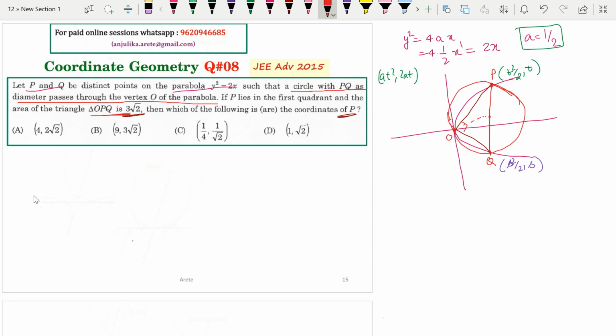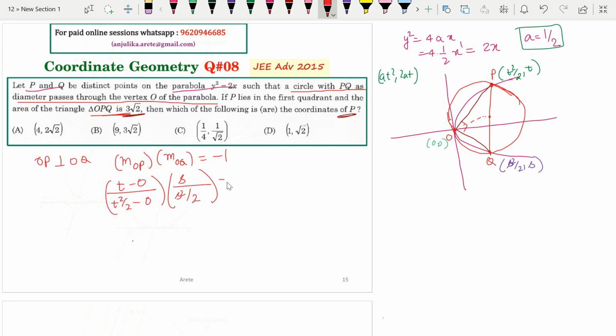What does that mean? Just now you said that OP is perpendicular to OQ, correct? So what about perpendicular lines? The slope of OP multiplied by the slope of OQ should be how much? Negative 1, the product of the slopes. So can you get me the slope of OP quickly? You know how to figure out a slope, right? y2 minus y1 upon x2 minus x1, that's the slope. I'm writing 0 just so that you understand. So (s minus 0) upon (s squared by 2 minus 0) times the other slope, that's negative 1.